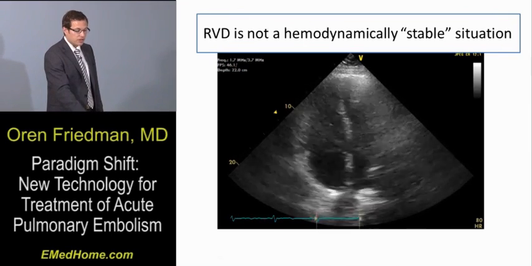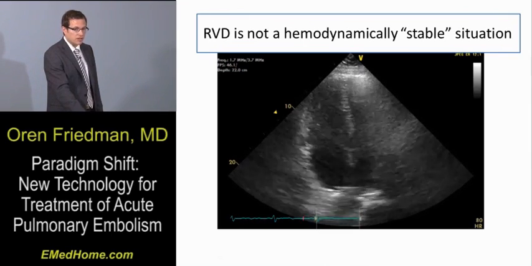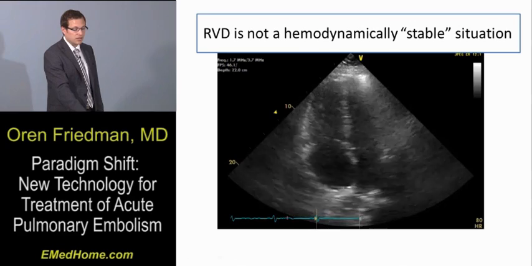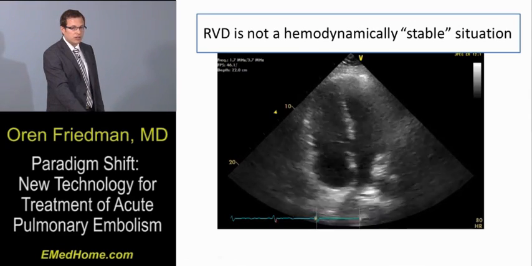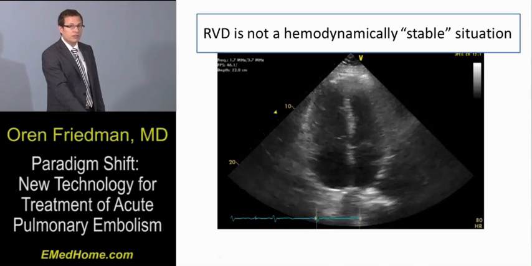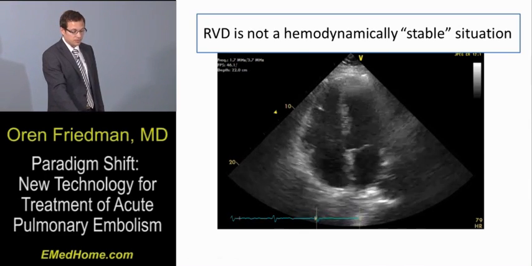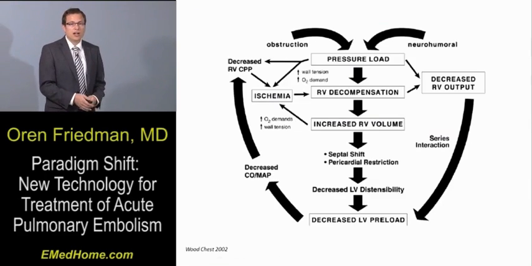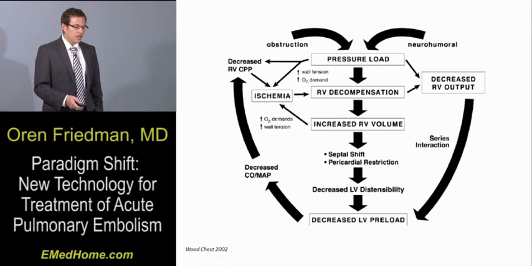And in this picture, you can see that the right ventricle is quite large, it is hypocontractile, and if you did a parasternal short axis view, you would see that the interventricular septum was pushing into the left ventricle. And let's talk a little bit about what this means.